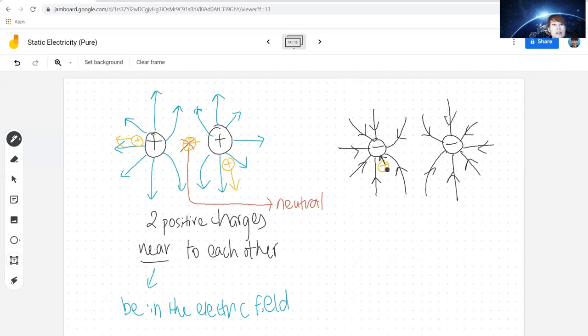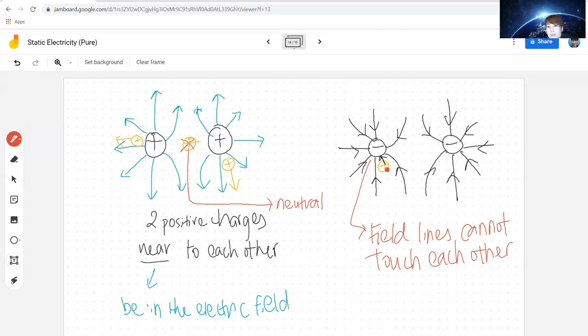Okay, so now take note of an important thing, and that is your field lines cannot touch each other. Meaning to say you cannot draw something like this. You have one field line and then another field line. They should not touch. This is a bad example.